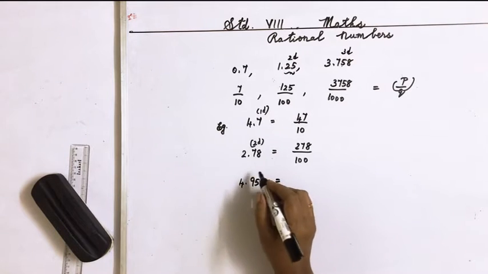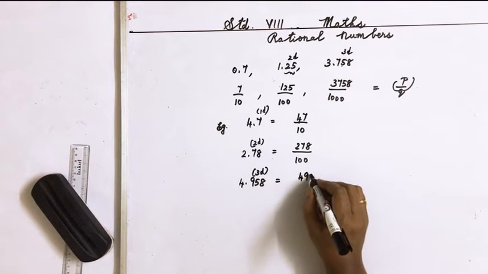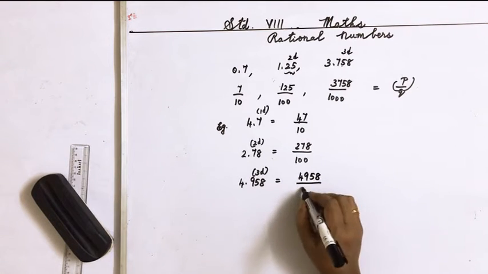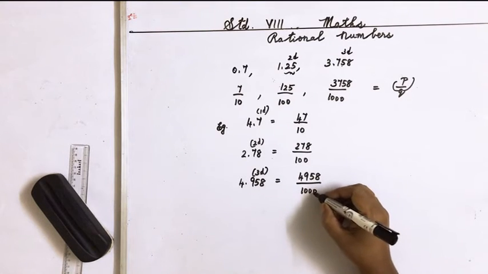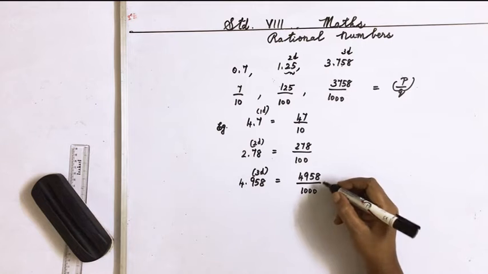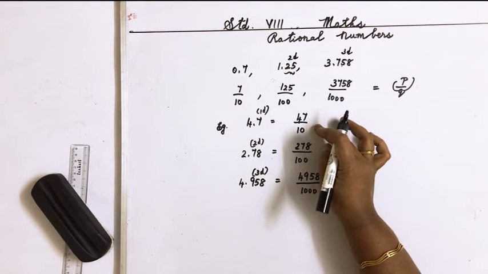4.958. Here we are having three decimal places. After the point, three numbers. So the denominator is 1000. This is in the form of P by Q, where Q is not equal to 0. So this is how we have to change a decimal number into a rational number.